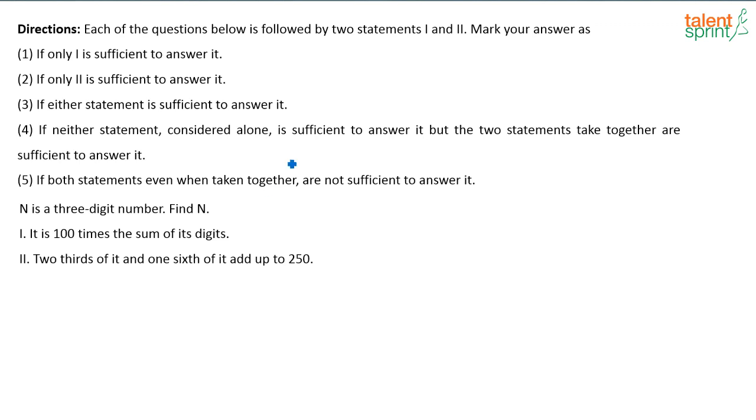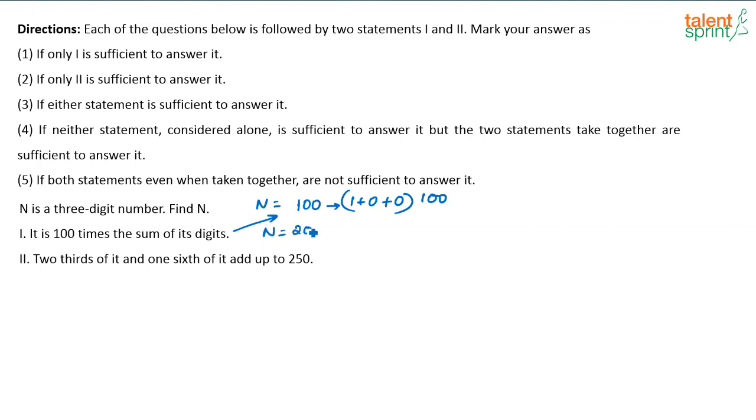Very easy, right? See, N is a 3-digit number, you have to find it. First statement says it is 100 times the sum of its digits. Okay, so if you are taking the first statement alone, right? See, what can be the number? The number can be 100, correct? N is equal to 100, or it is nothing but the sum of its digits, 1 plus 0 plus 0, into 100, right? Sum of its digits into 100 gives you the number, correct? So it is satisfying both the conditions. So N can be 100.